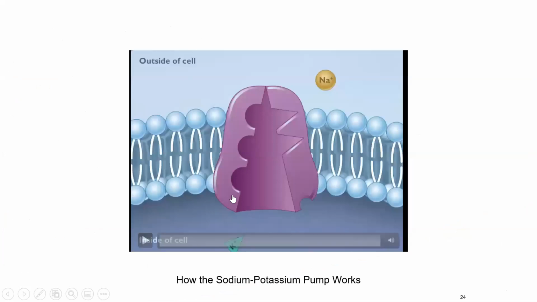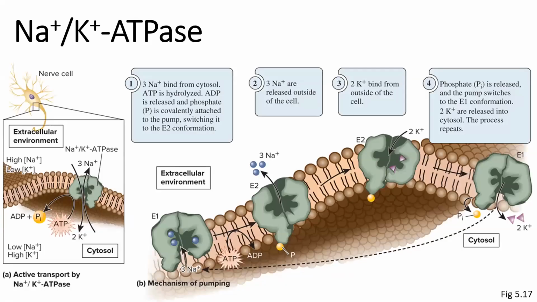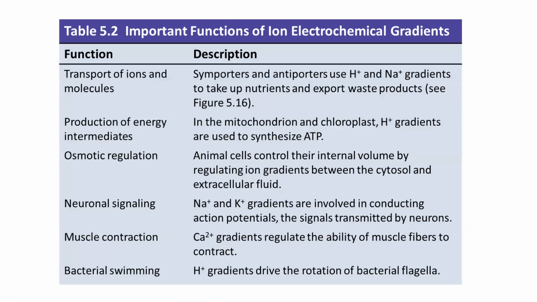So here's a nice video showing that. Again, just be aware of it. You don't need to know the details of how and what and the number of 3 and 2, and so forth. We'll talk about that in Bio 201. All right, so you can see this table showing the important functions of ion electrochemical gradients. Just take a look at that.